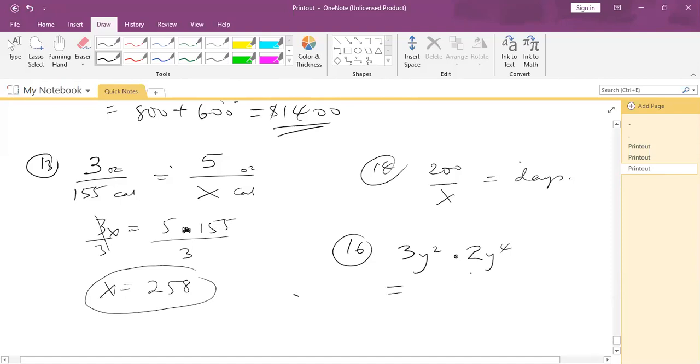I have B. Okay, so 3 times 2, which is 6. And for the y, same base. Since you're multiplying, you add the exponents, 2 plus 4, so that'd be 6. That's the product rule for exponents. So B is correct.